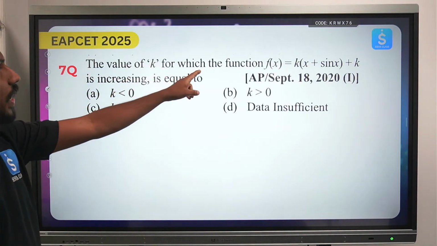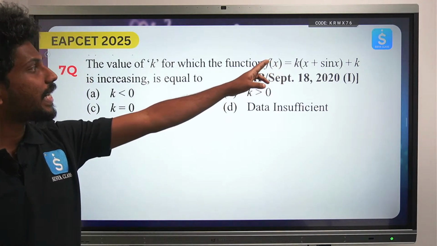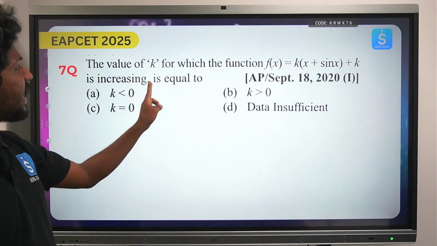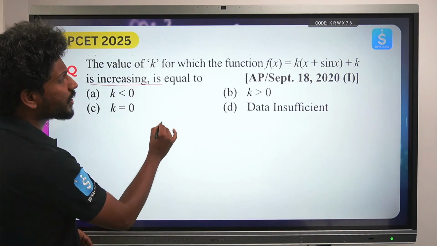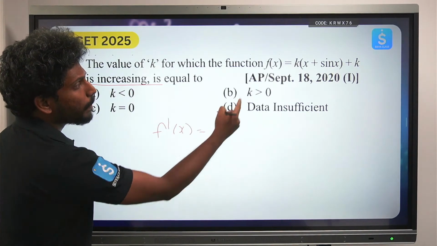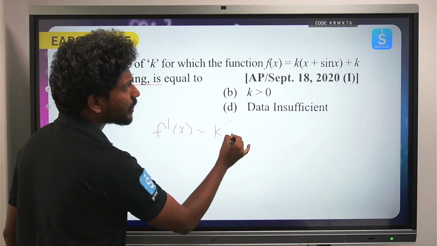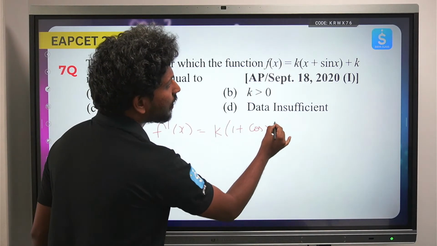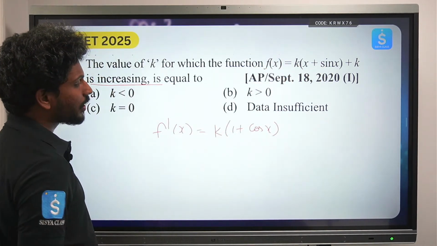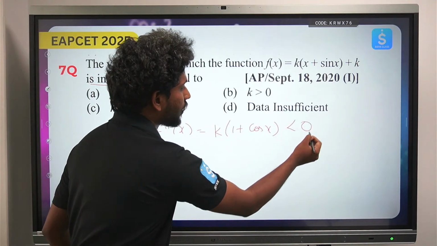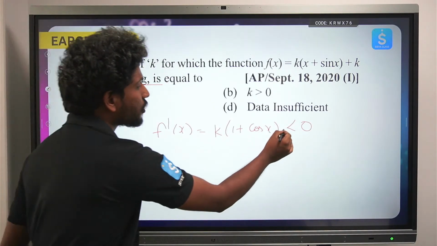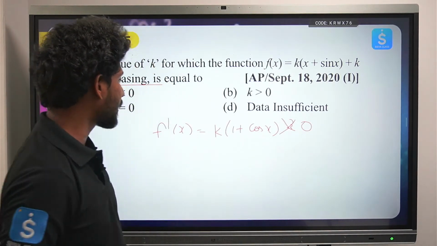Next, the value of k for which the function f of x equals k times x plus sin x plus k is increasing is equal to. Similarly, it says it's an increasing function. So f dash of x equals, what is the differentiation of this? k times 1 plus cos x, plus differentiation of k, which is 0. So this value should be less than 0. Sorry, this value should be greater than 0 because it is a strictly increasing function.